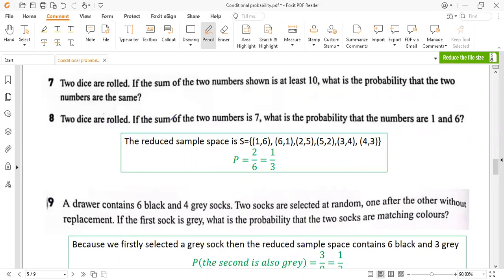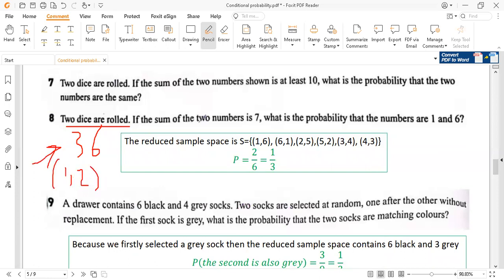Two dice are rolled. If the sum of the 2 numbers is 7, what is the probability that the numbers are 1 and 6? Because 2 dice are rolled, we have 36 different outcomes, with 6 doubles like 1,1, 2,2, 3,3, 4,4, 5,5, and 6,6. And here the order matters because the couple 1,2 is different from 2,1.